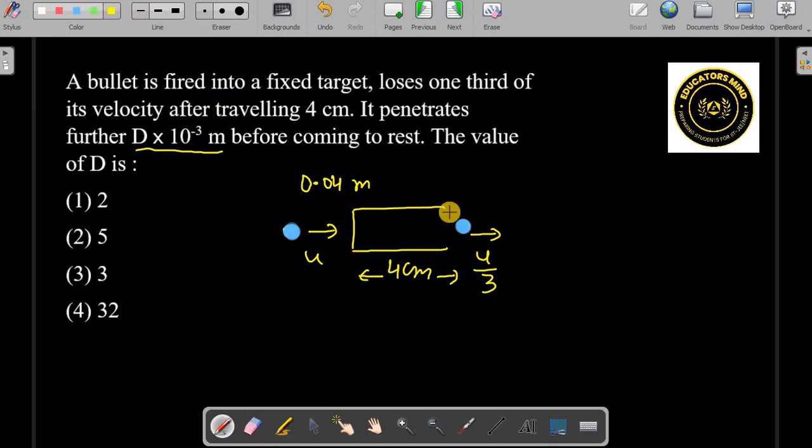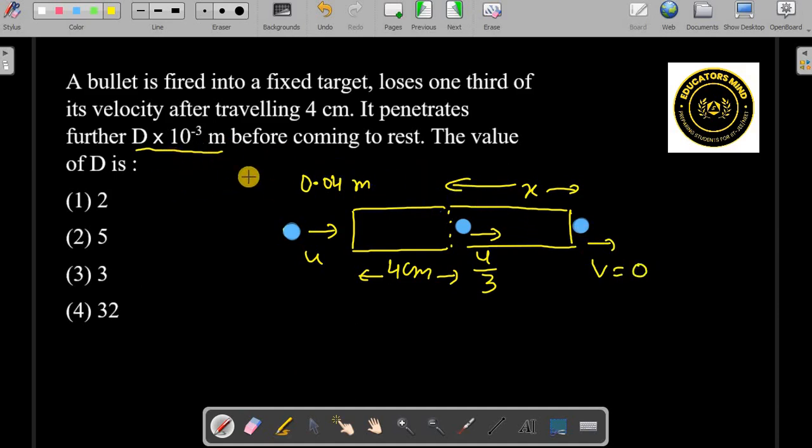If it is still going inside, let us say that it moves a distance of x further, and then it will stop. It will stop, means final velocity will be 0. So they are asking what is the distance x. Assuming constant acceleration, we can apply v square minus u square is equal to 2ax.